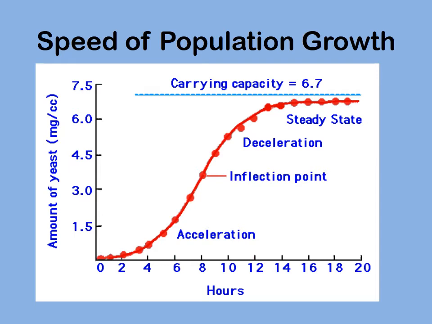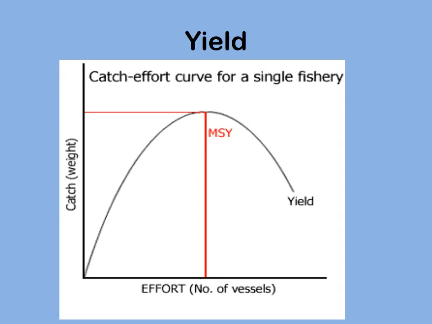And then through competition for resources, the growth will start to decelerate and then level off, and that is called the carrying capacity. That's where the population is at its maximum amount that the resources can sustain. And the maximum sustainable yield, which we'll go over in class, is the point at about half of the population, at the inflection point, where the growth is the fastest.